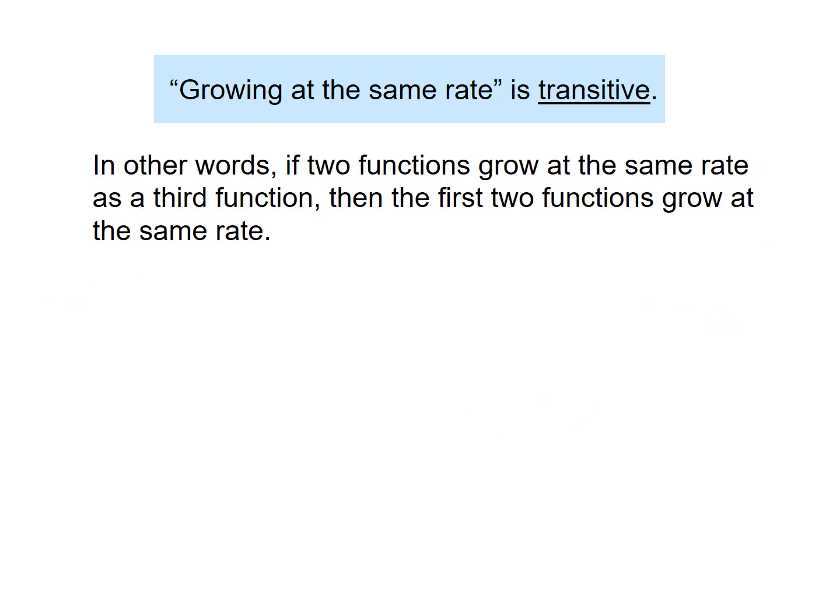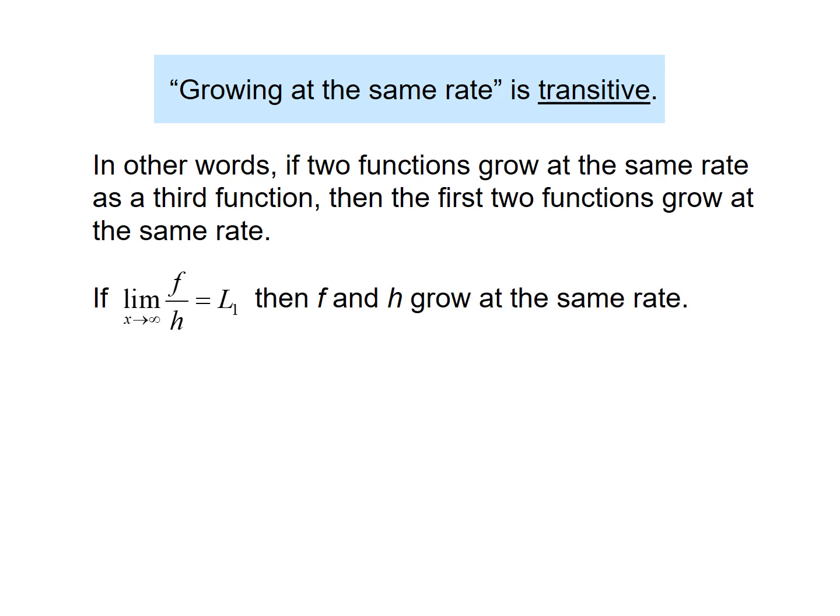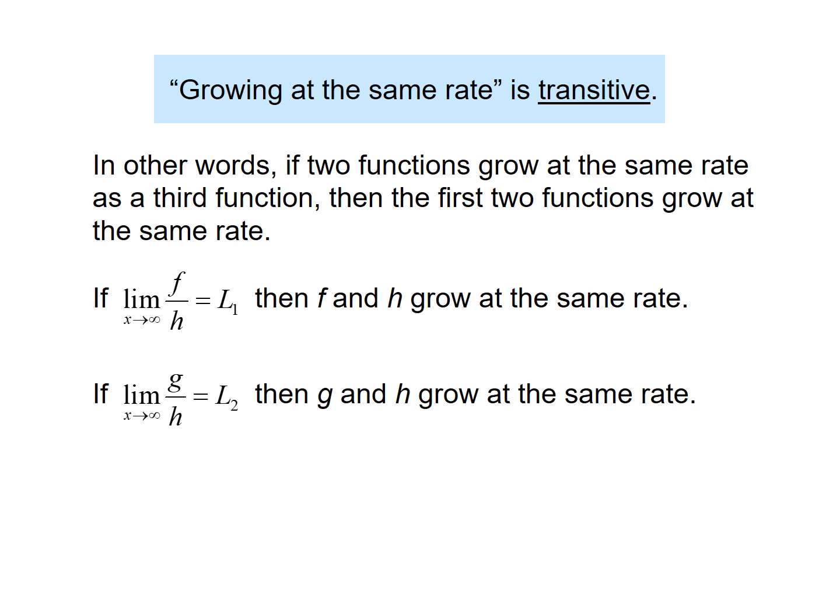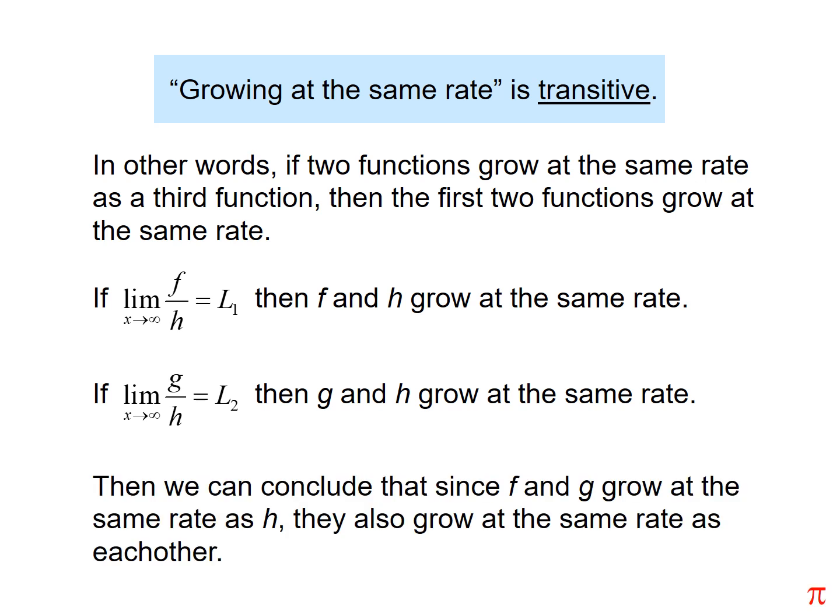Okay, growing at the same rate is transitive, meaning if a grows at the same rate as b and b grows at the same rate as c, then a grows at the same rate as c. We can formalize this right here. We have the limit as x goes to infinity of function f over h equals a constant L sub 1. Those grow at the same rate. The limit as x goes to infinity of g over h equals L sub 2, another constant. They grow at the same rate. Then I can conclude, even though I didn't show it directly, that f and g also grow at the same rate.